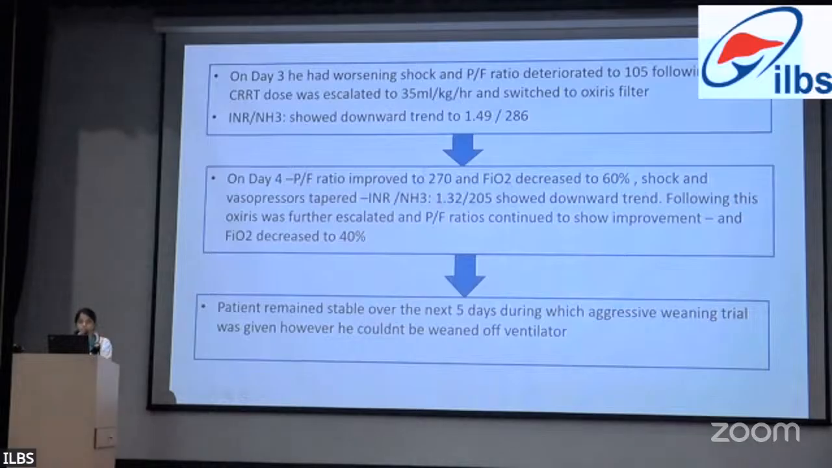Shock and vasopressors were also tapered. INR and ammonia were also showing a downward trend. Following this, Oxiris was further escalated and PF ratios continued to show improvement, and FiO2 requirement decreased to 40%. Patient remained stable over the next 5 days, during which an aggressive weaning trial was given for him. However, he could not be weaned off the ventilator.